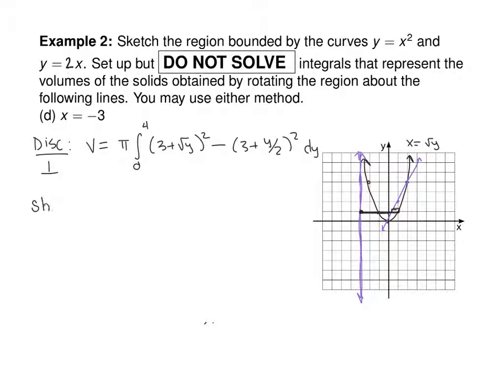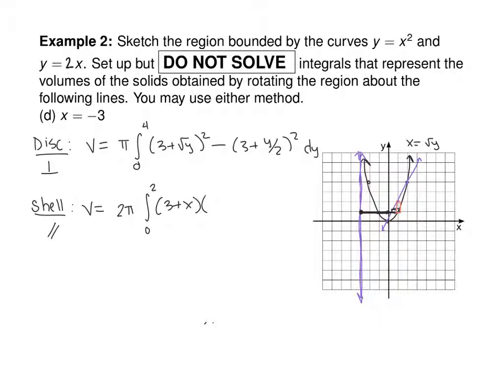Now for the shell method, we slice parallel to the axis of rotation. And the question is what changes here versus the standard. Well, the first thing is we still have this 2 pi. We have the integral goes from 0 to 2. Now the radius will be a bit different. The distance from there to the y-axis is 3 plus whatever distance over we are, which is x. So that will be 3 plus x.